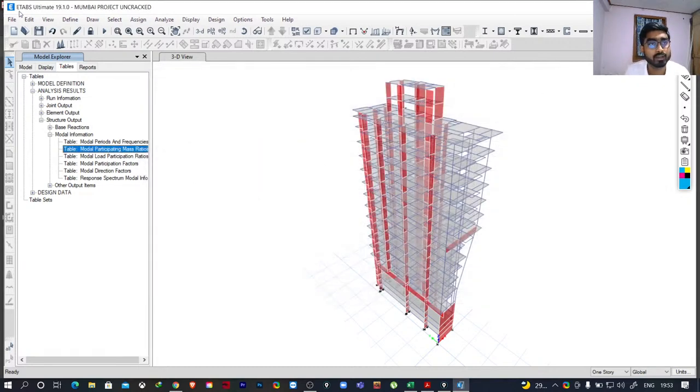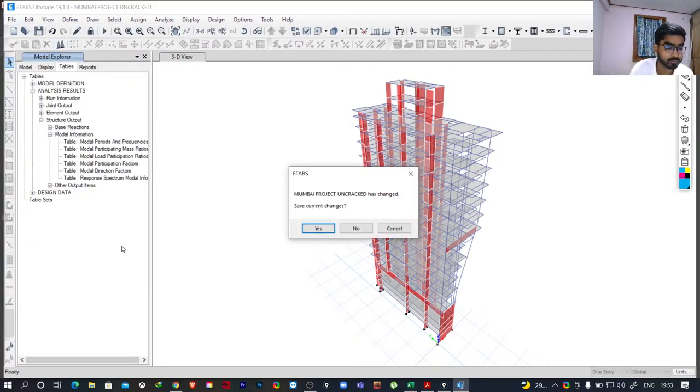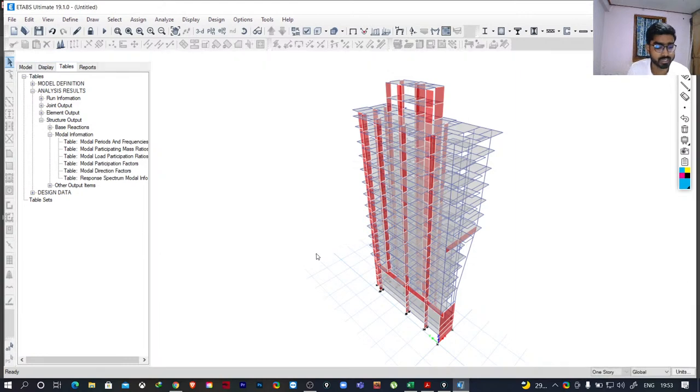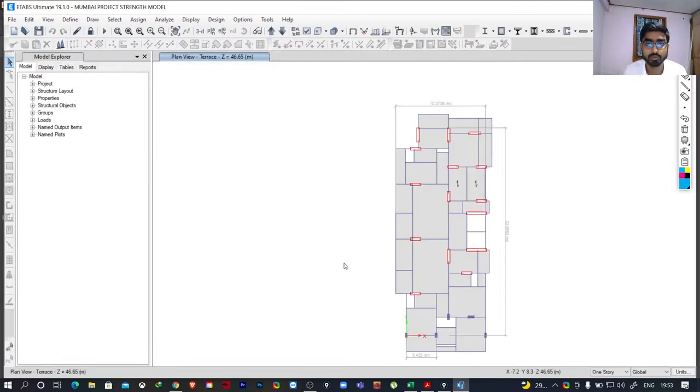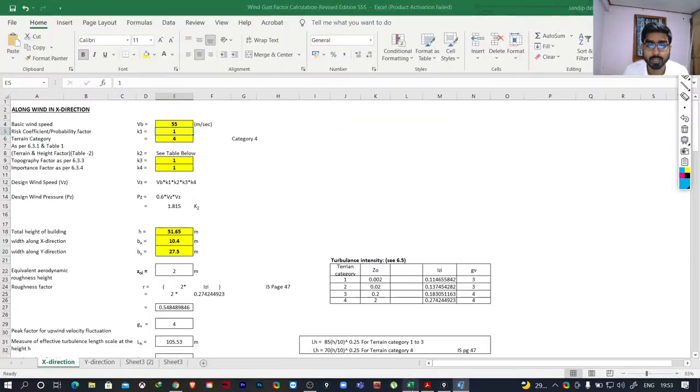Now I will open the file of the strength model. Check the strength model now, because I will be assigning the load in the strength model actually. Otherwise we don't have any. Okay, so let us go to the Excel sheet.